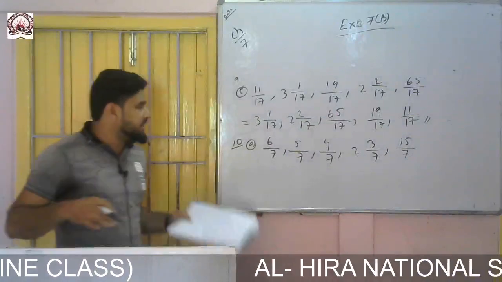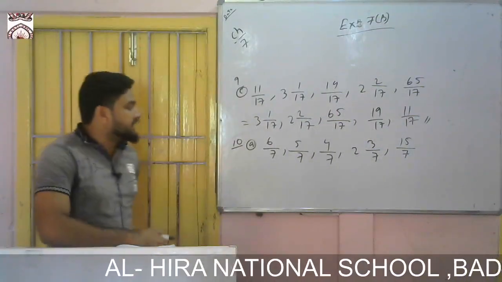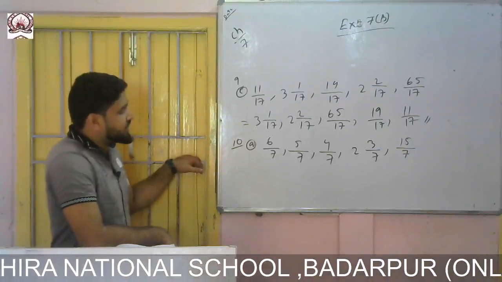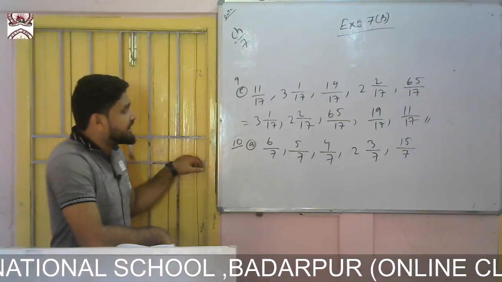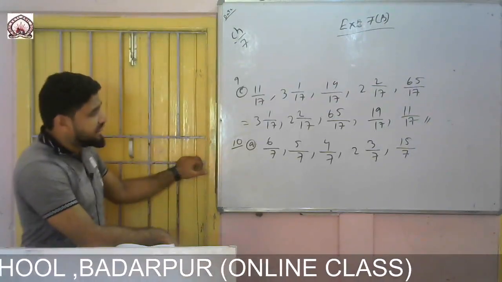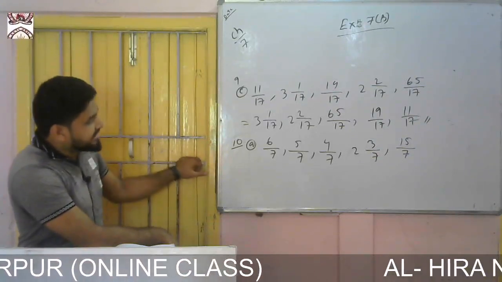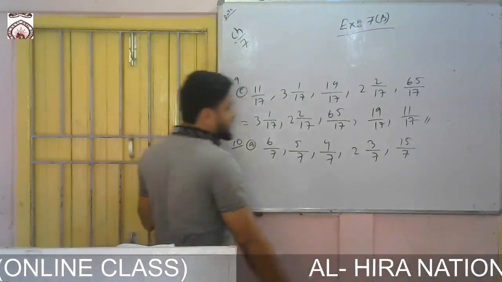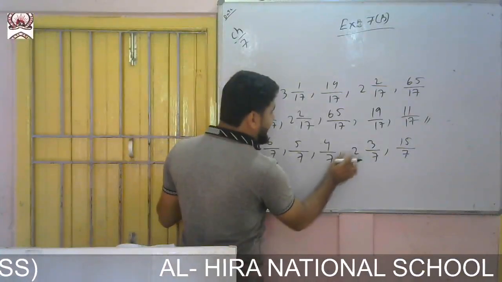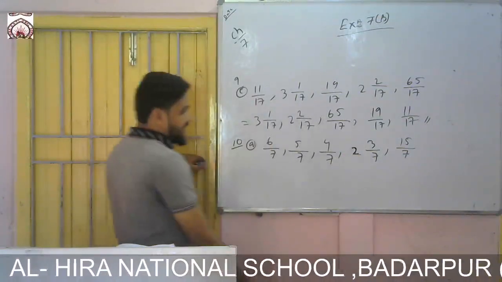So since all the denominators are equal, the fraction with the highest numerator is the greater one. In the question it is said that we need to arrange in ascending order. So first the smallest numerator, which one? 6, 5, 2. Here one mixed fraction is there, so the mixed fraction will go at last.